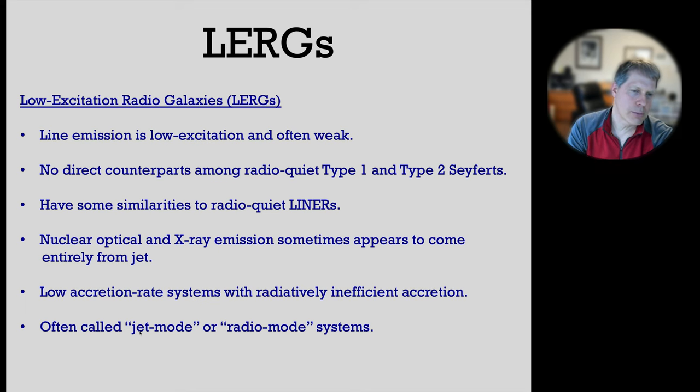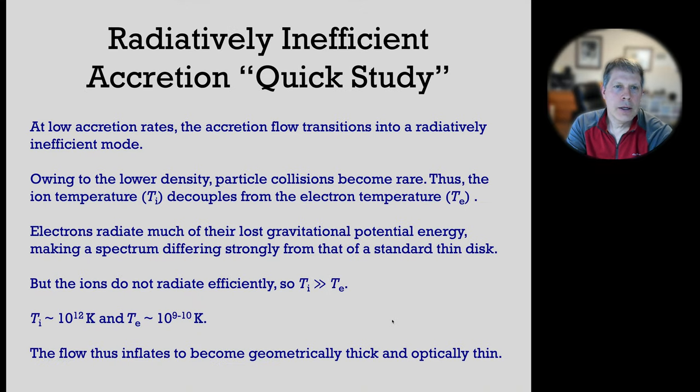But furthermore, just as a point of terminology, these systems are often called jet mode or radio mode systems. Okay, so now let's talk about this radiatively inefficient accretion a little bit. We're going to do a quick study, just a couple of slides, on the enormous topic of radiatively inefficient accretion. So here is the basic idea.